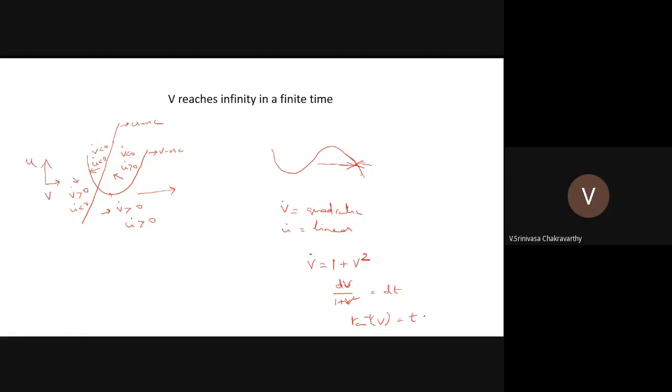Let us assume that v starts from 0, so I'll just take it as t. Then v is equal to tan t. It varies as a tan function of time. So if you plot it, it will go off to infinity at pi by 2.